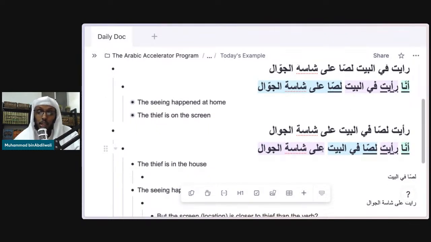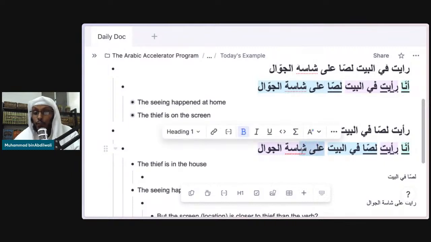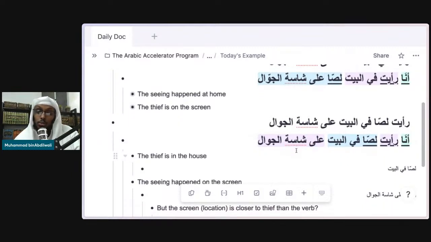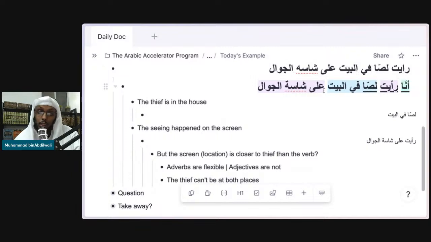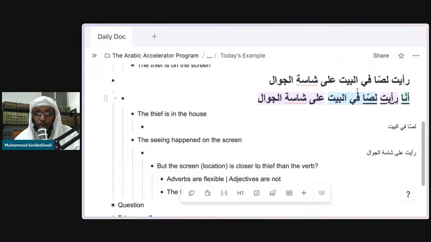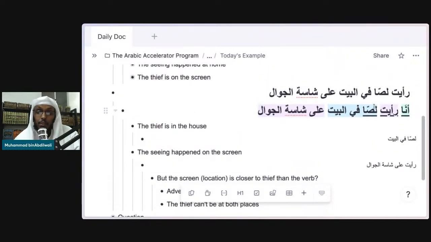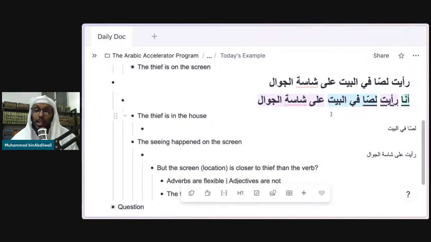And also, we know that على شاشة الجوال can refer to the verb, and it doesn't have to refer to the noun, because there's no stipulation that adverbs come right after the verb. Also, if we speak common sense, the thief can't be at home and on the screen at the same time. At least not in this example, because the person is seeing the thief, and that verb is either happening at home, as in he's seeing him while he's at home, or the thief is at home and he's seeing him on the screen. So even if you look at it common sense wise, that may make sense in this instance.